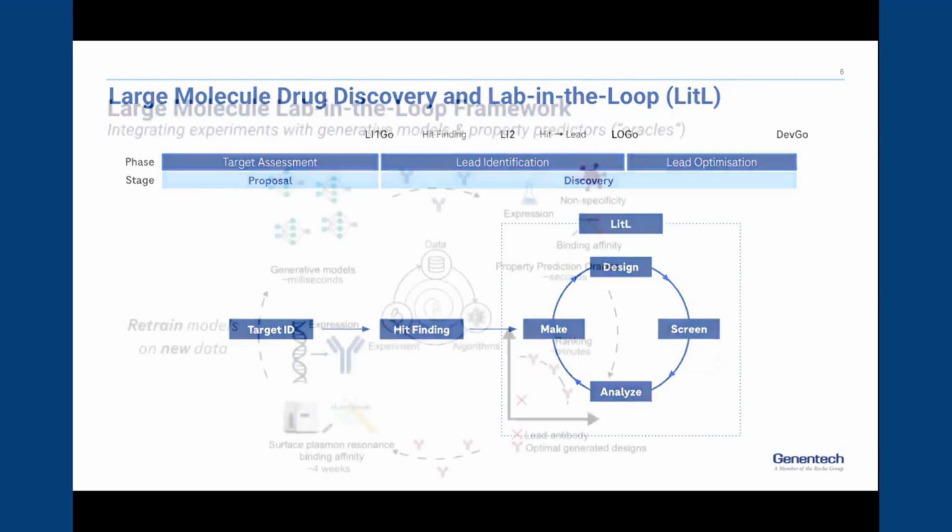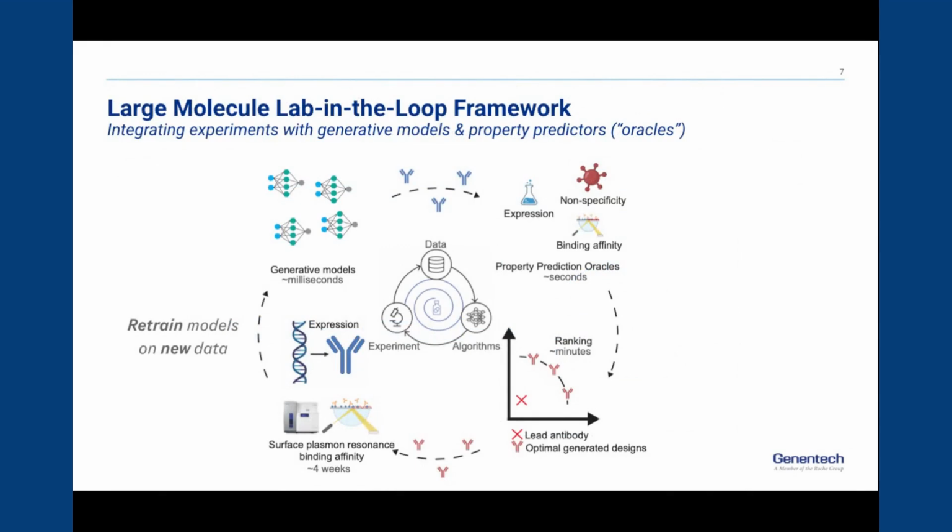So going into a little bit of detail of this lab in the loop framework, the first component of our framework are these custom built generative models that produce antibody sequence designs. They can produce millions of different designs. These models usually start from some seed molecule, or in case we run a de novo model, then you can just start from a target. But if you start from a seed, you can then use these generative models to generate multiple different variants of that seed.